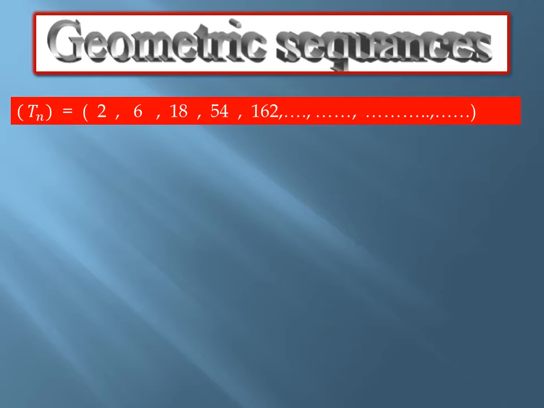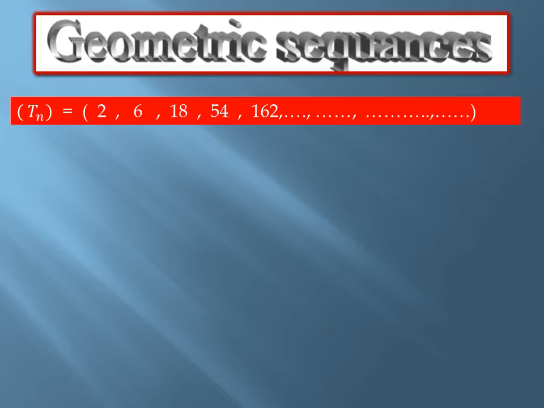we divide 6 over 2 equals 3, 18 over 6 equals 3, 54 over 18 equals 3. Any term divided by the previous term equals a constant, 3. 3 is called the common ratio, or common base.